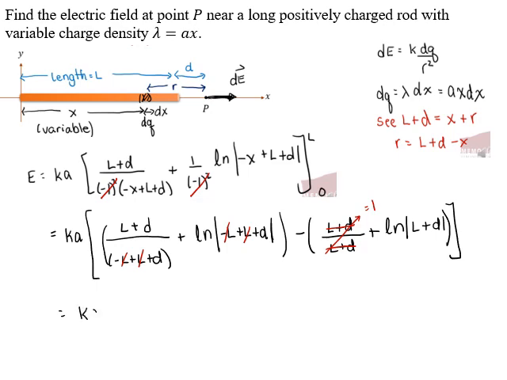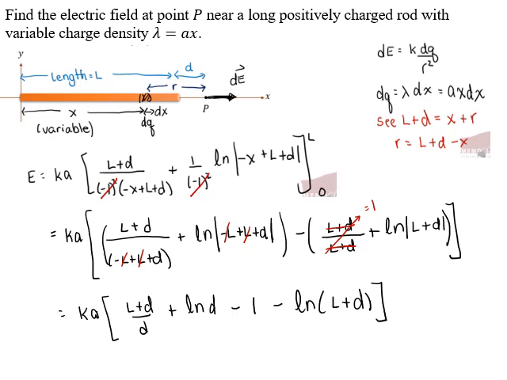We've got k times a outside of (L plus d) divided by d, plus the natural log of the absolute value of d. d is positive, so I'm going to drop my absolute value signs. And then I've got subtract, this term is my 1. And then I've also got subtract natural log. Again, I've got absolute values here, but L plus d is a positive term, so I can just drop those and write it as brackets.